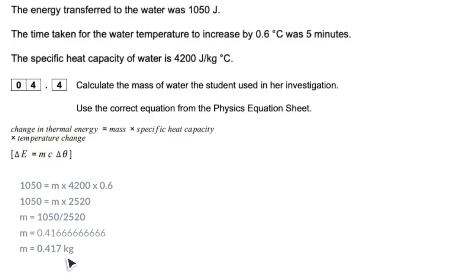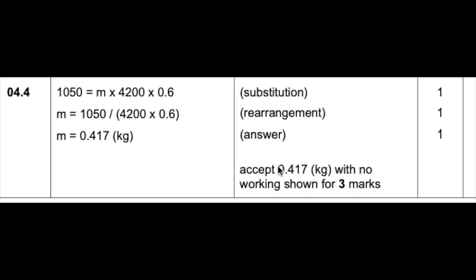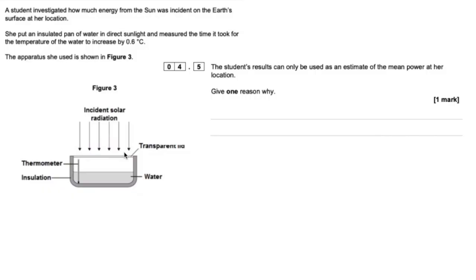which gives us this. Scheme, just to give you an idea again, so what this question is asking us is that the student's result can only be used as an estimate of the mean power at her location, and we have to give one reason why. So the student's value of the time it took for the temperature of the water to increase is not the exact value, it's a bit off from the exact value, and we need to answer why.